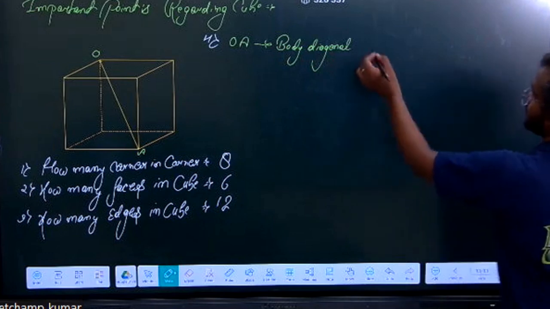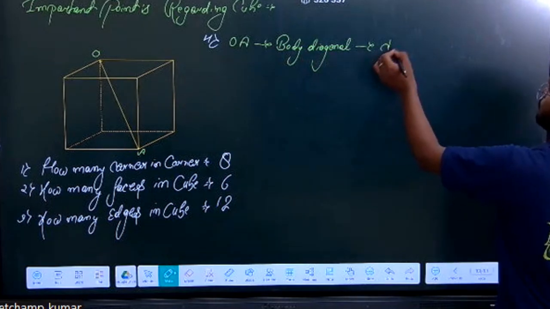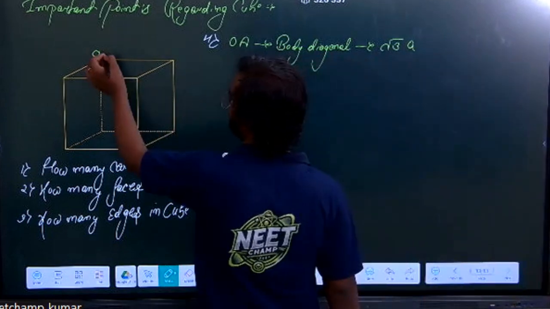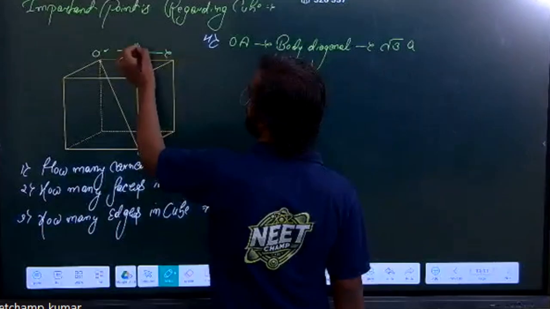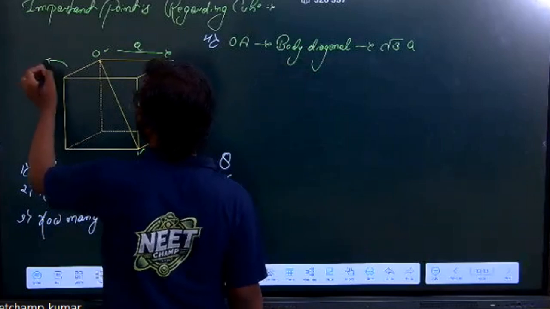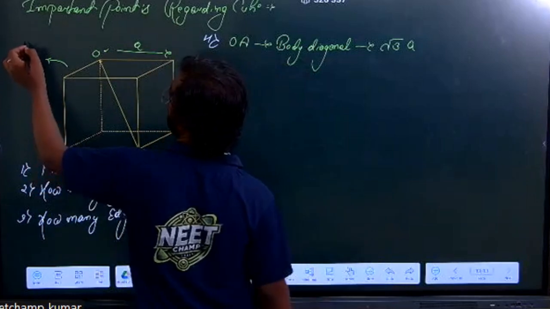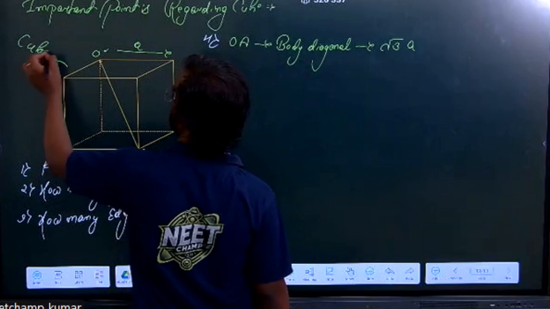And what is the length? The length is root 3a, if a is the side of the cube. Obviously, a is the side of the cube. We are talking about a cube. Just write it here, otherwise you will be confused. Every discussion is going on for the cube.